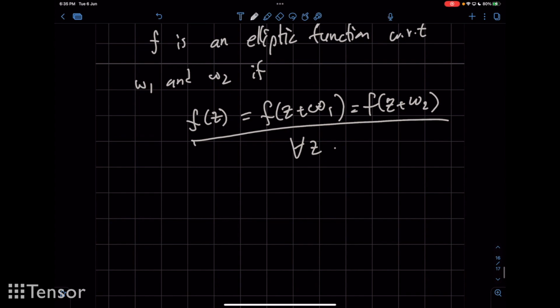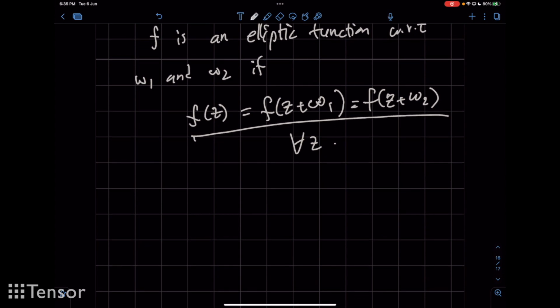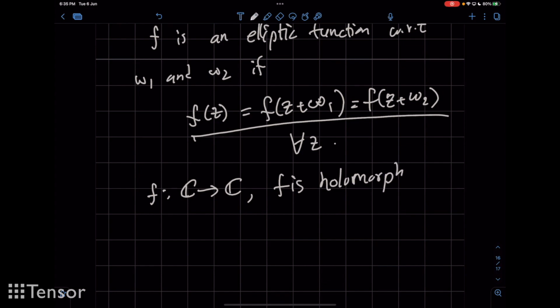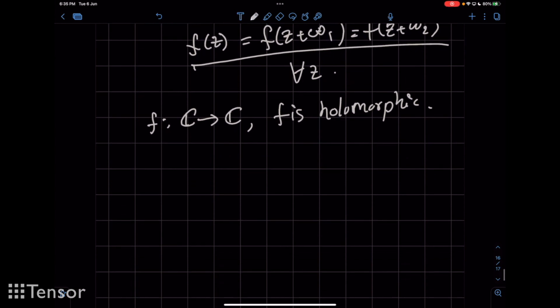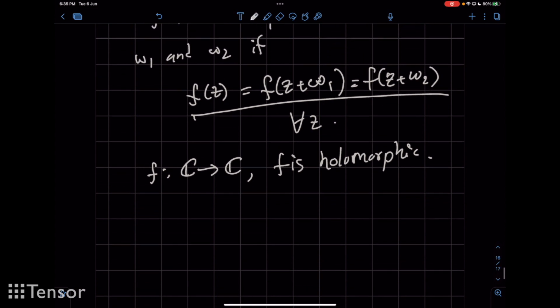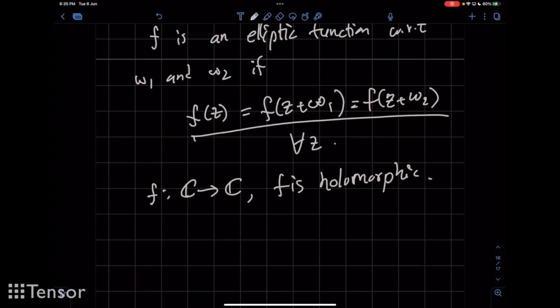And suppose we are looking for some very nice elliptic functions, let's say f is defined on the whole complex plane and f is holomorphic. So now we are looking for such elliptic functions. Then what we have is that it exists, because any constant function, if I take a constant function, then all these conditions are satisfied.